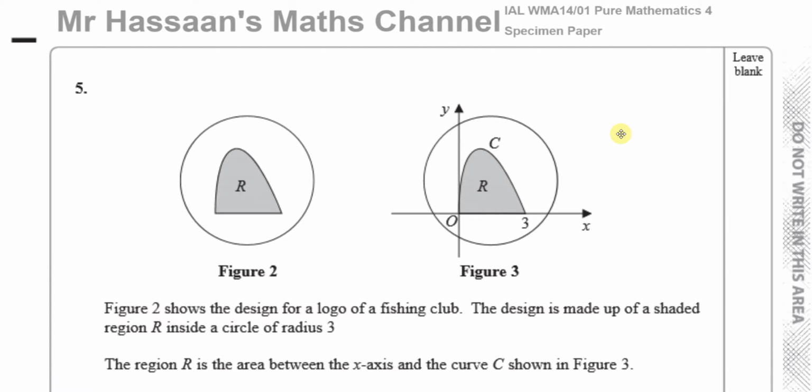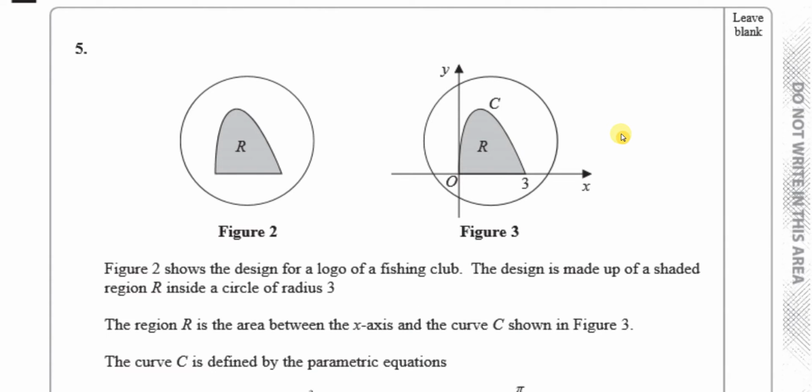I'm now going to go through question number 5 from the International A-Level Pure Mathematics P4 Edexcel Specimen paper. And here we're told about figure 2, which shows the design for a logo of a fishing club. The design is made up of a shaded region R inside a circle of radius 3. The region R is the area between the x-axis and the curve, as shown in figure 3.